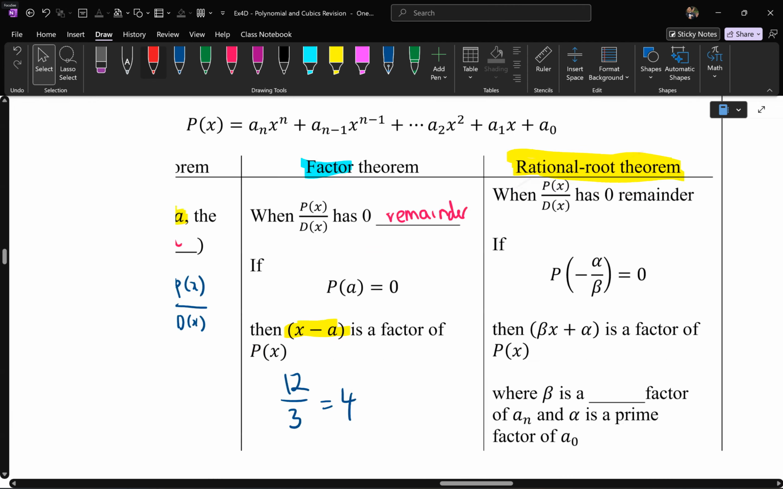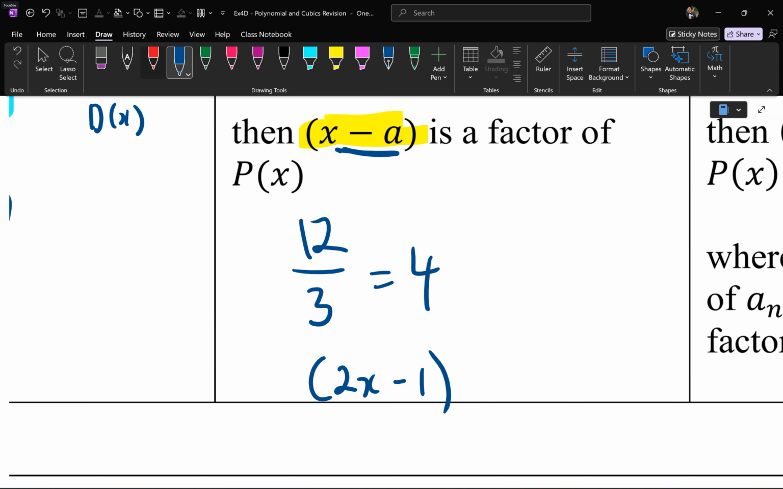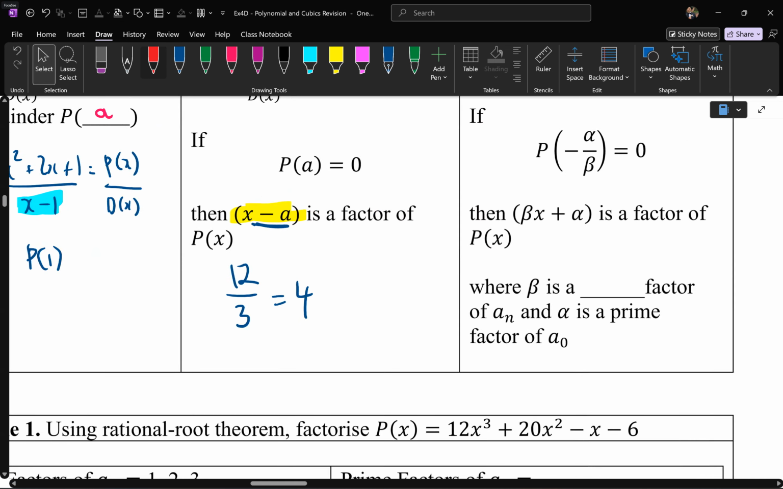So you could have a linear factor that doesn't have to be x minus a. What if the factor was something like 2x minus 1? In that case, you'd be substituting half into the polynomial. Because we haven't guessed what the value could be in terms of a fraction, that's why they're saying, well, have you tested fractions? That's why it's called rational root theorem. Okay? So how does it work?